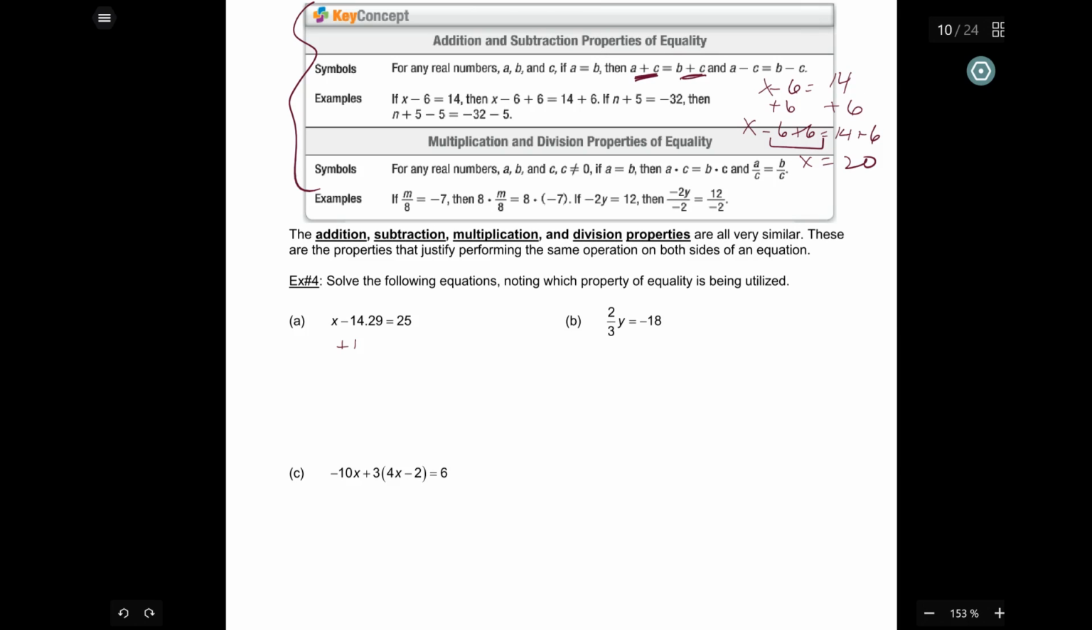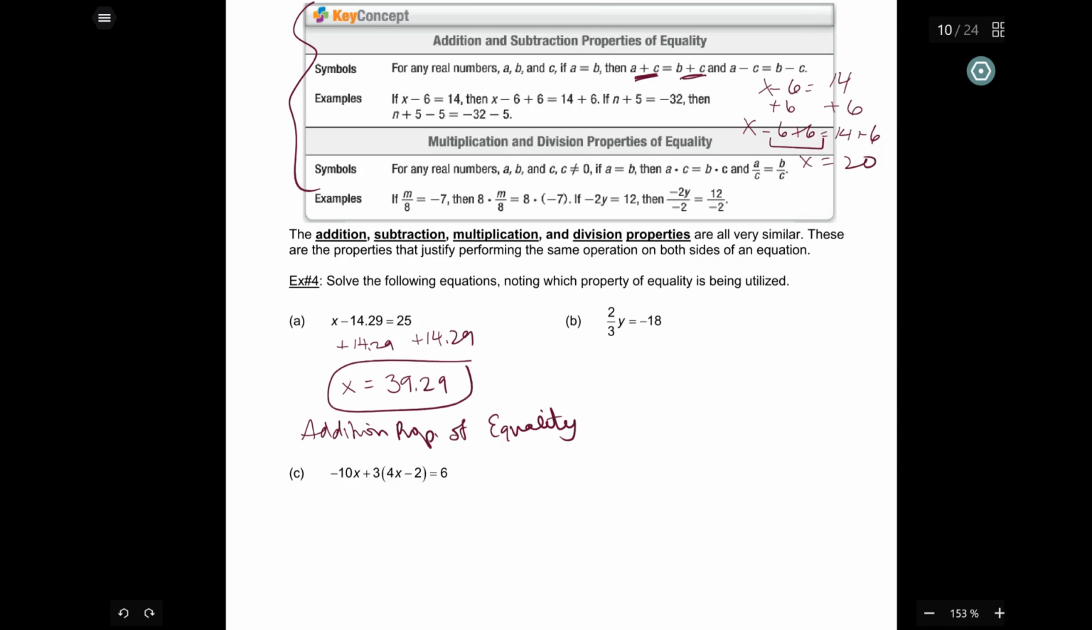So I'm going to add 14.29 on both sides. So I have x is equal to, let's see, 39.29. So this is just the addition property of equality. What I added to one side, I added to the other.